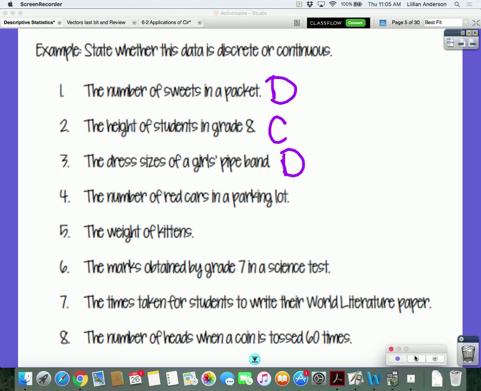The number of red cars in the parking lot, discrete. I can go out there right now and count the number of red cars in the parking lot. The weight of kittens. Continuous. It is continuous, yes. Kittens are all different weights.